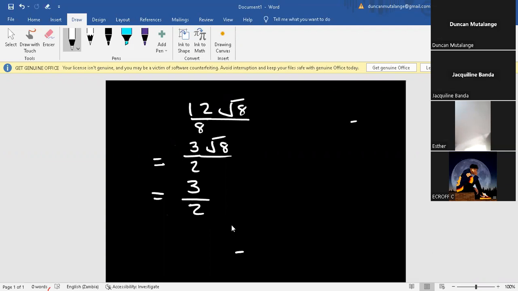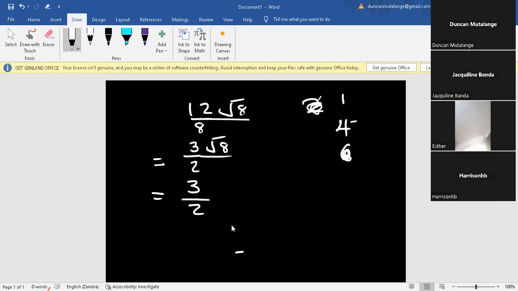Which numbers can go into 8? Which perfect square? We know the perfect squares are 1, 4, and you can go on and so forth, isn't it?